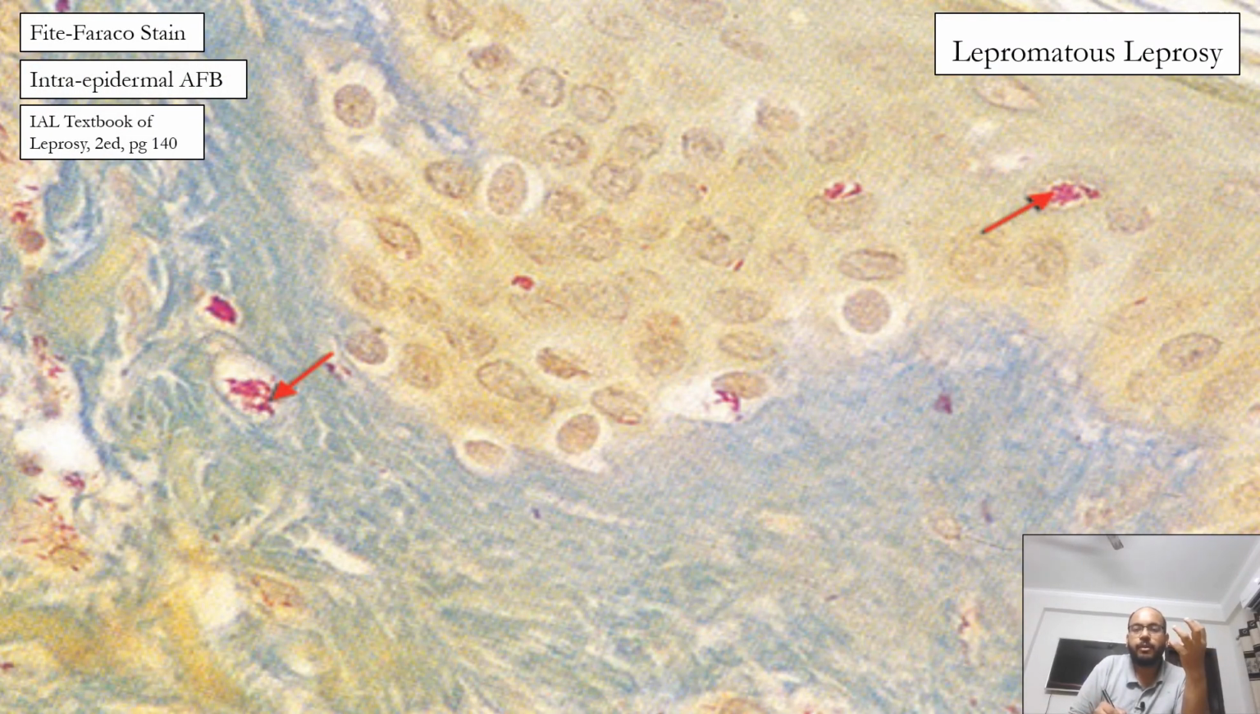The number of AFB in lepromatous leprosy can be so high that you can actually see lepra bacilli inside the epidermis. Previously we have seen lepra bacilli only inside the granuloma, inside the macrophages, but they multiply in such quantity that sometimes you can in fact see lepra bacilli inside the epidermis also. Let's move forward.